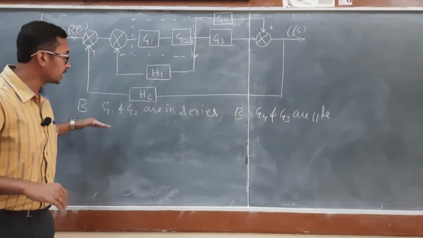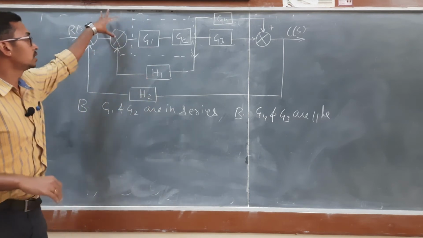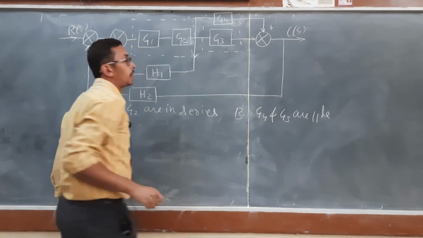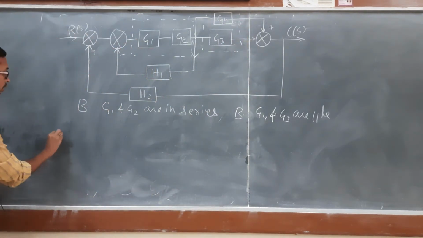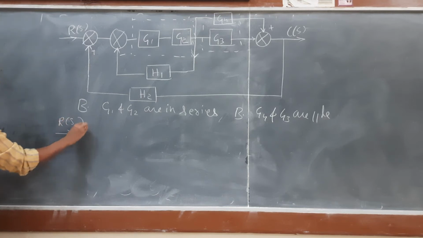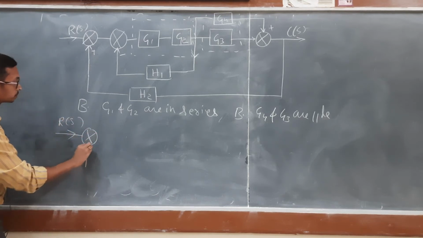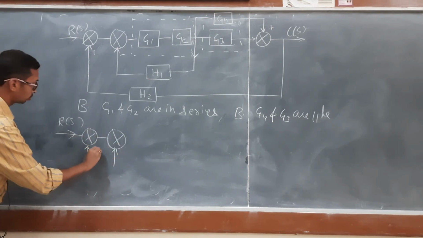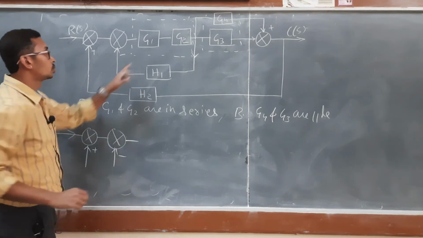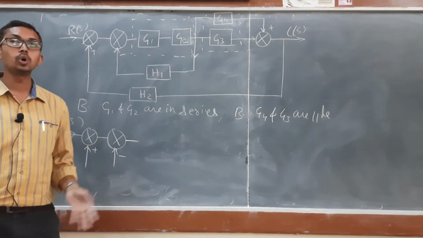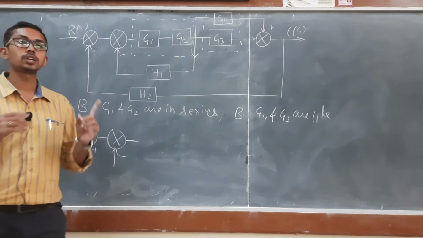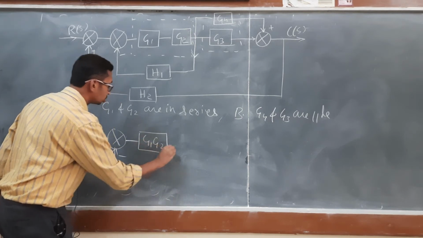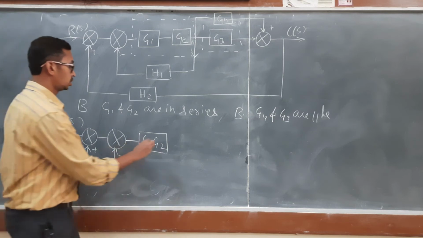Okay, I am going to apply these two steps, and once again I am going to redraw this. So these two blocks are in parallel. How am I going to write it? Here R of S. I have summing point 1 and summing point 2. Here with the positive feedback and here with the negative. Here two blocks are in series. What do we have to do? We need to multiply these two blocks and write a single block. So it will be G1 into G2.